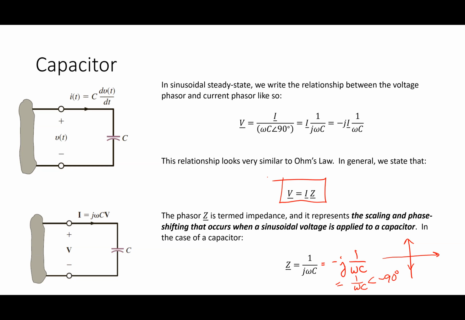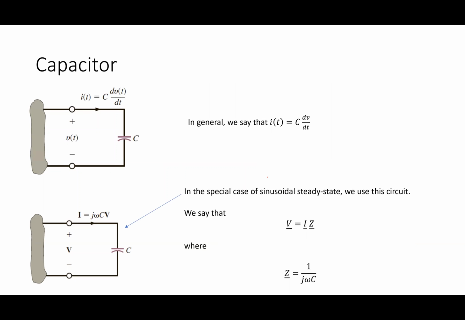So why are imaginary numbers useful to us? They allow us to capture magnitude and angle in one equation rather than two, which becomes a simpler way to capture that behavior. It makes the math a lot simpler and ultimately allows us to get rid of differential equations, which are very annoying things. So in general, it is always the case that I equals C dV/dt.